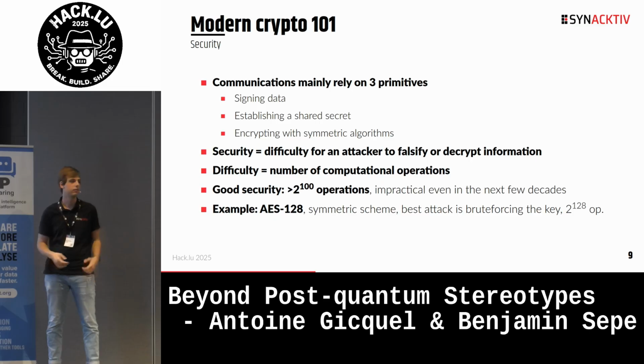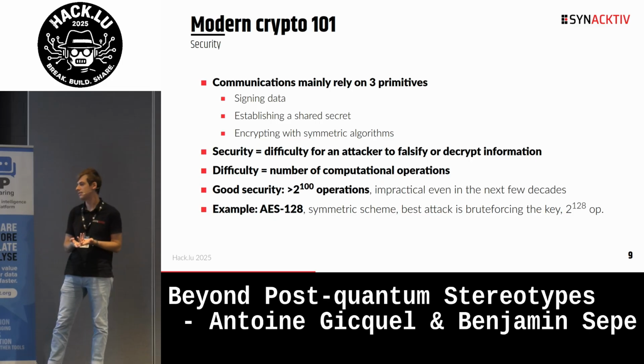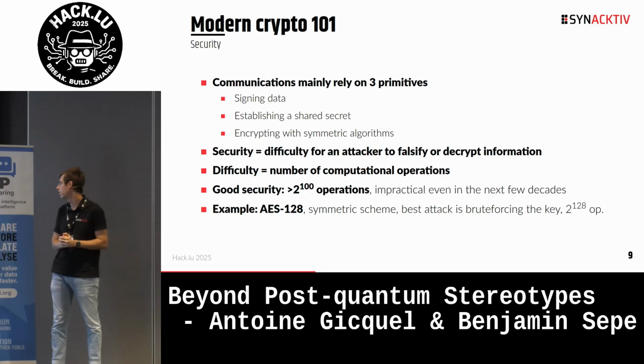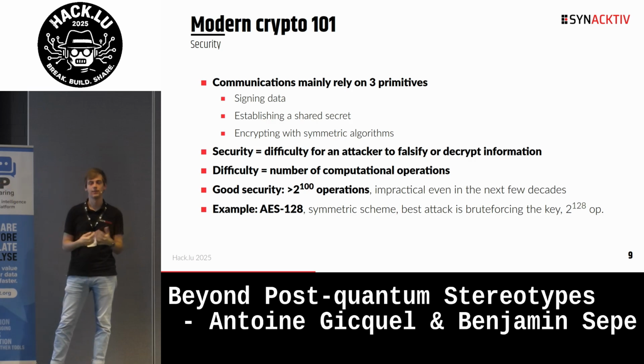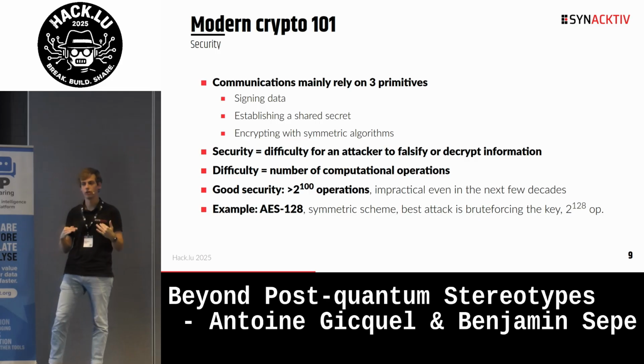For example, AES 128 is a commonly used symmetric algorithm. The best attack is close to brute forcing the key, 2 to the power of 128 operations. So that's a slight simplification because there's a slightly better attack, but it's not significantly better. So we're not much off from having to brute force the actual key.